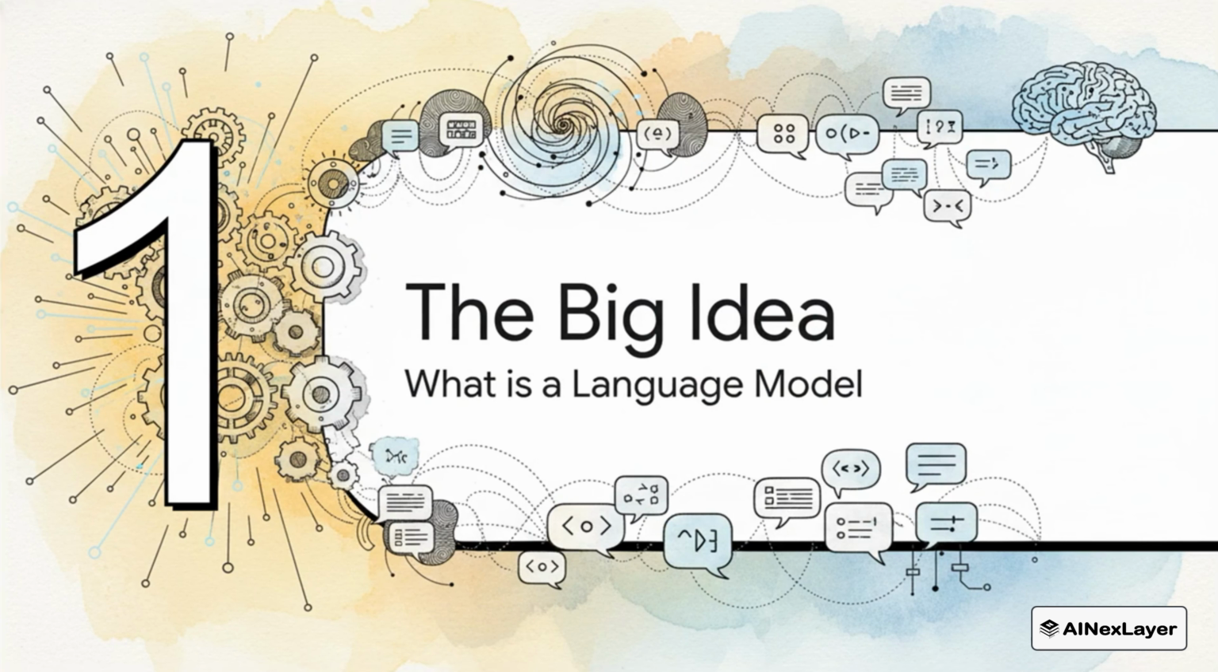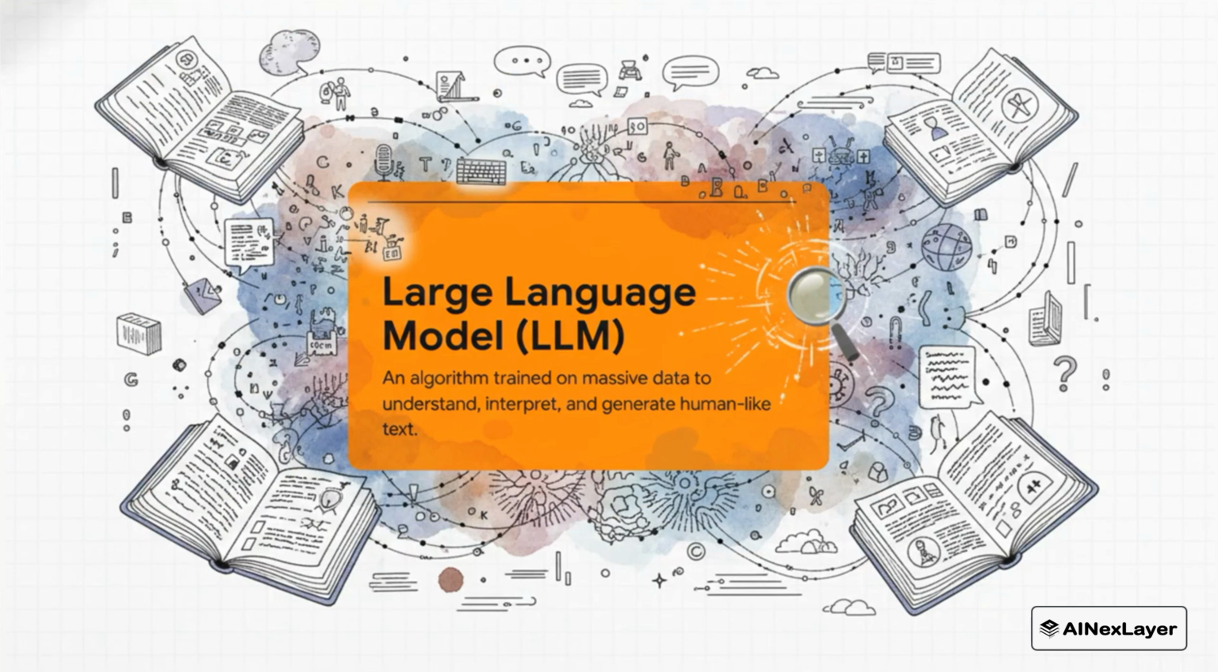So to get there, we've got to start with the absolute basics. Let's break down what a language model even is. At its core, a large language model is a special kind of algorithm. Its whole job is basically to understand, interpret, and then create text. And the way it does that is by being trained on just a mind-boggling amount of data, which lets it pick up on all the subtle patterns of language, things like grammar, context, and even meaning.